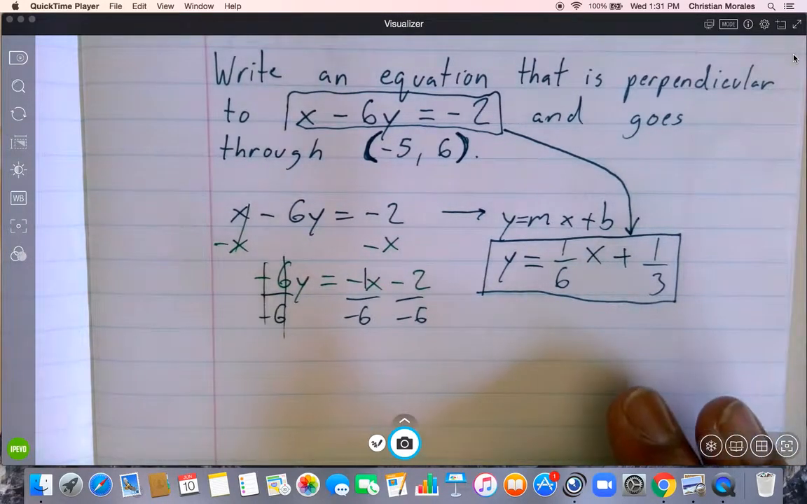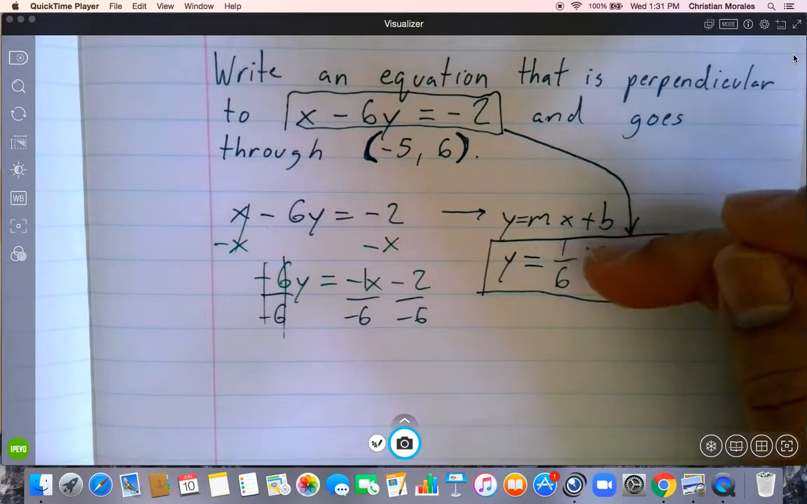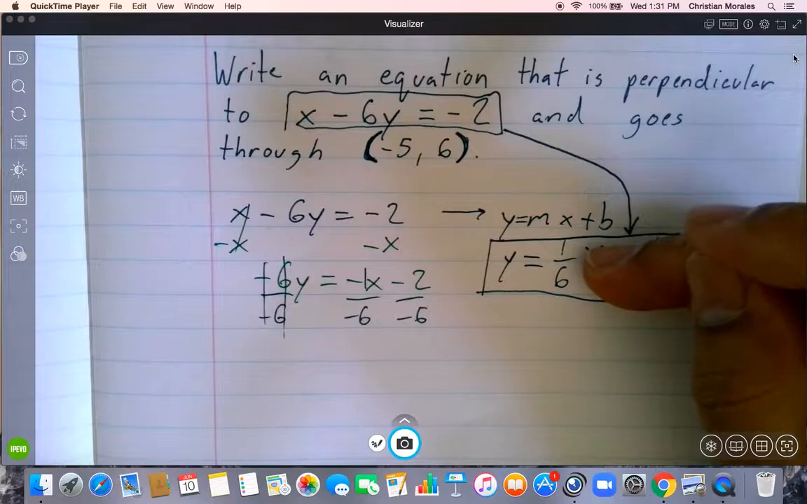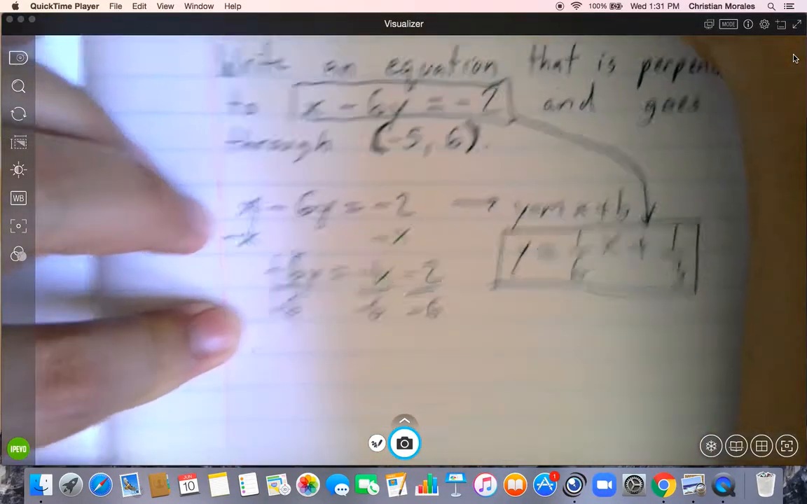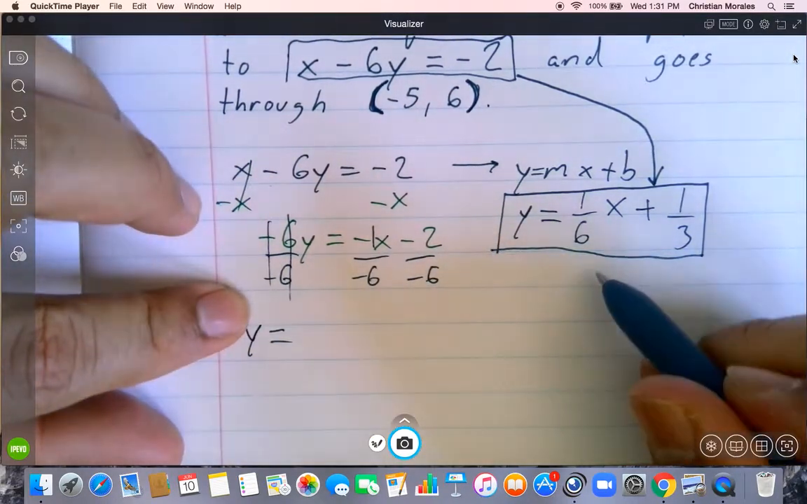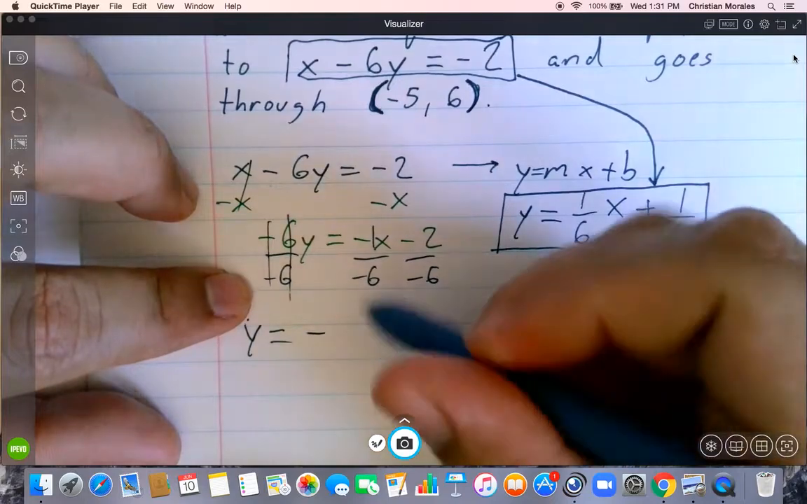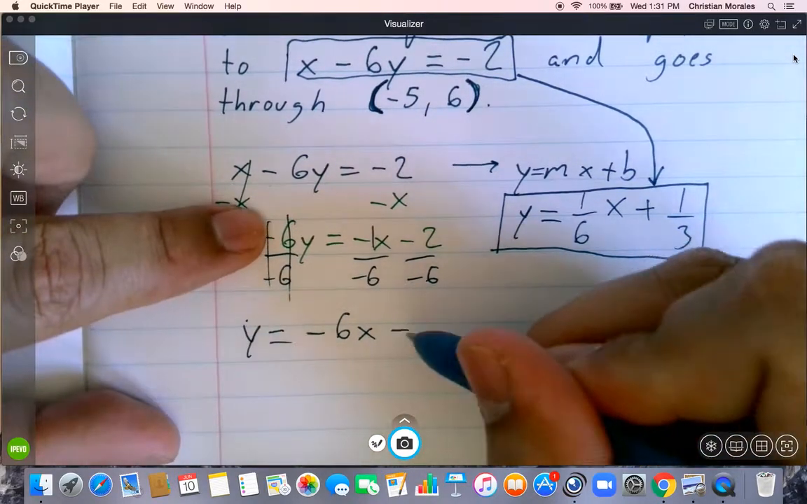Now, if the line is perpendicular, we have to do the negative reciprocal of this, which means my new line will not be 1 over 6, but -6 over 1, but I'm just going to write it as -6.